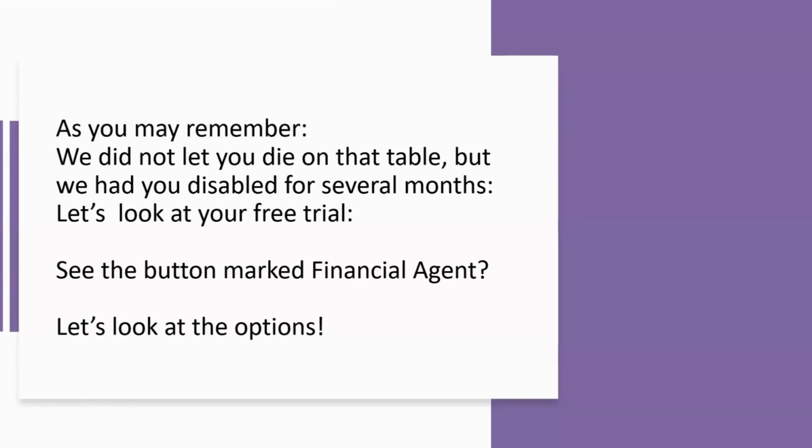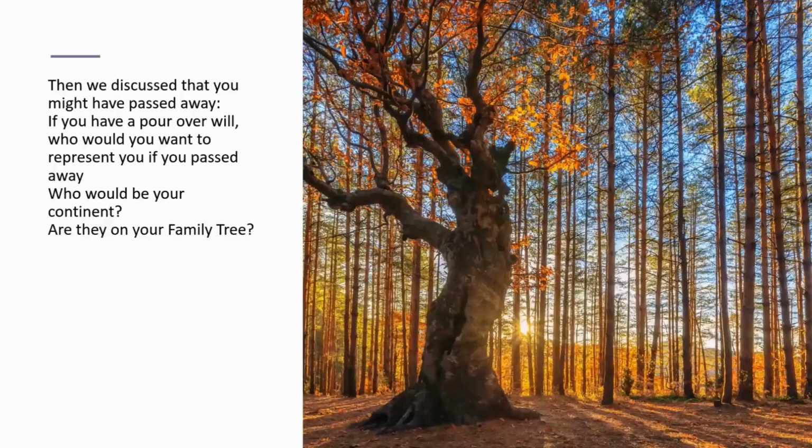So, as you may remember, we didn't let you die on that table, but we had you disabled for several months. So let's go back to your free trial a minute. See the button marked financial agent? And they'll go, yeah. Well, let's look at that. So then we discussed that you might have passed away. If you have a pour over will, who would you want to represent if you passed away? And you just write it down. They're probably the same person they want as a power of attorney.